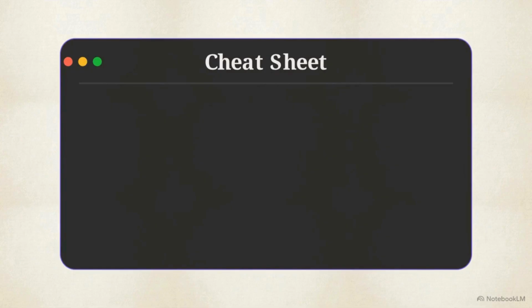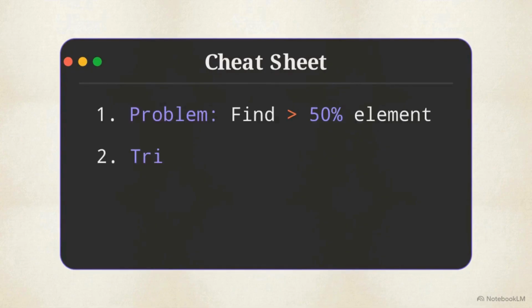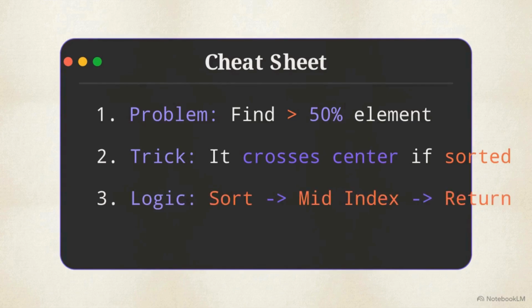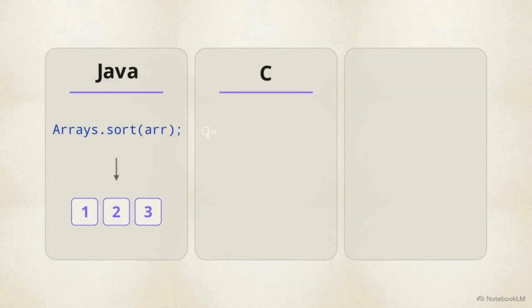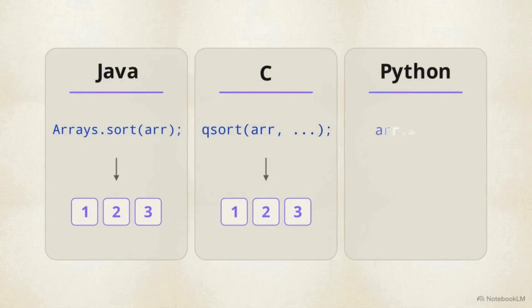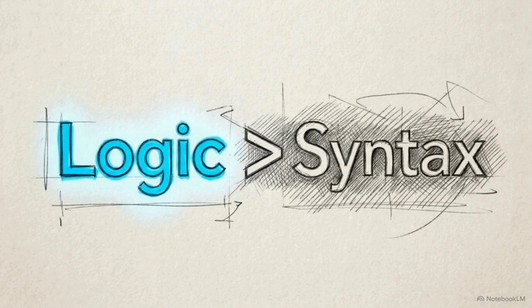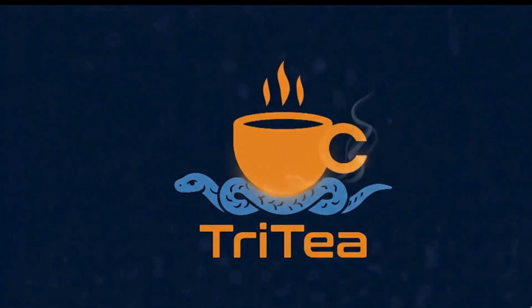This workflow serves as your reference for the majority element problem. Identify the goal, sort the data to force the majority across the center, and return the value at the middle index. This logical sequence, sorting, calculating length, and index lookup, is a universal blueprint. Whether you use arrays.sort in Java, pointer-based sorting in C, or built-in list methods in Python, the machine executes this exact identical thought process. Master the logic, and the syntax will follow. Now let's see how the code looks in C.